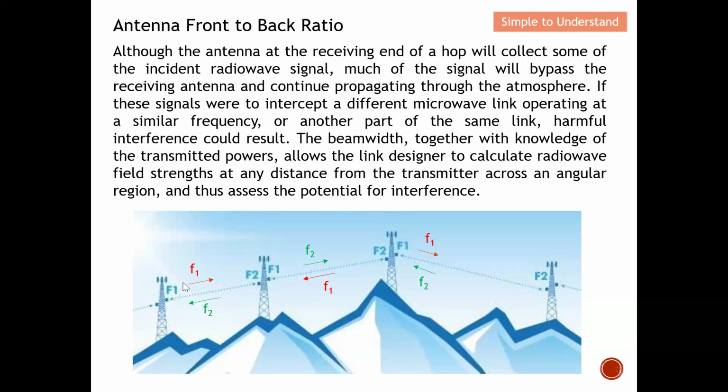Like I mentioned earlier, this F1 frequency signal will be received by this antenna, but you can imagine most of the signal will still propagate and may become a big issue if another antenna receives the signal of F1, and this potentially will cause interference.